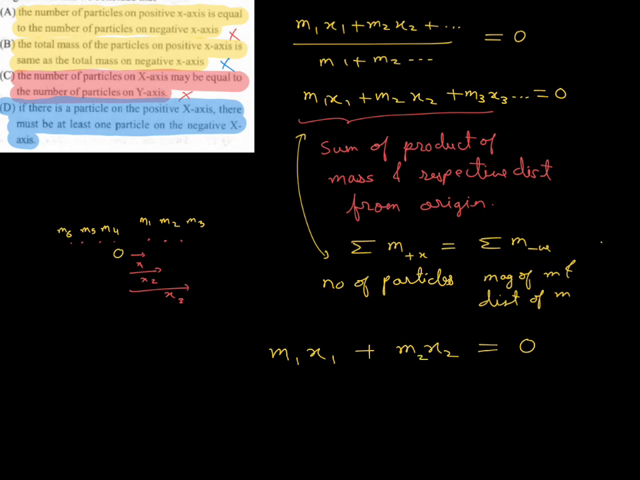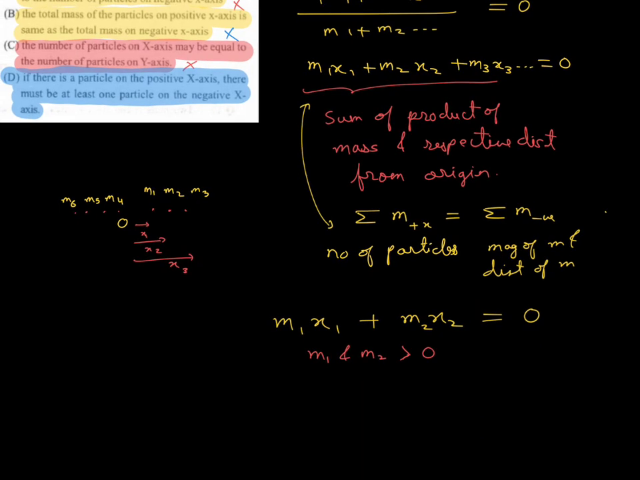Now here we can note that both m1 and m2 are greater than 0. So in this case obviously mass is not negative, so in order to have the sum of m1 x1 and m2 x2 to be 0, we need to have opposite signs of x1 and x2, which is only possible when one of them is along the positive x-axis and another is on the negative x-axis. Then either x1 will be positive and x2 negative, and vice versa, we can say either way.